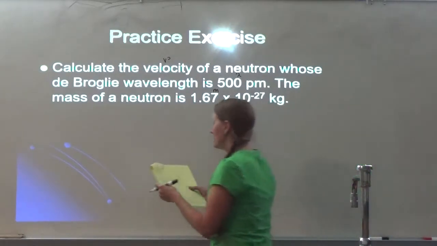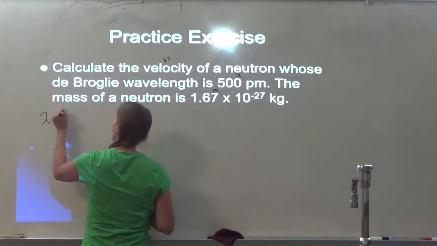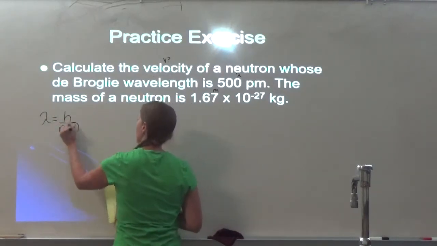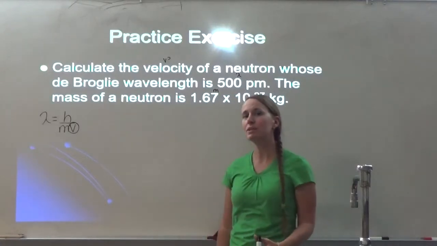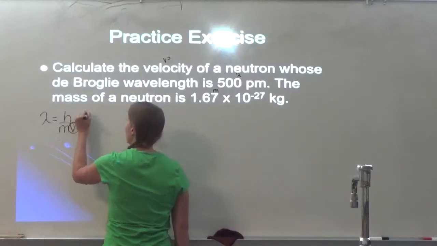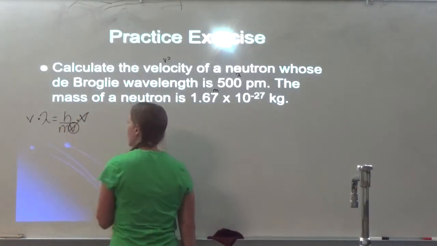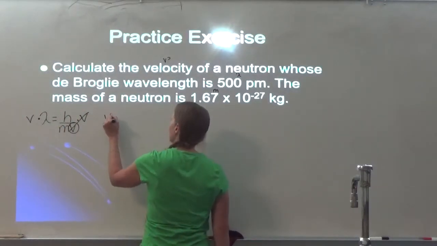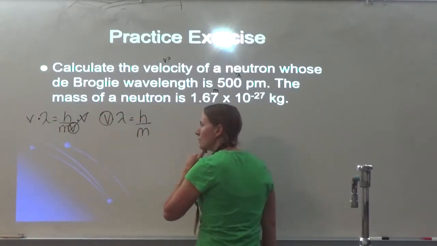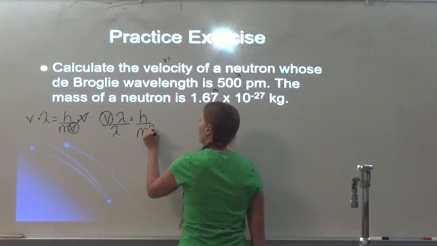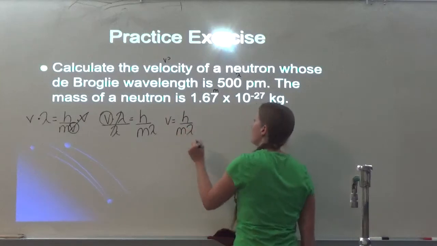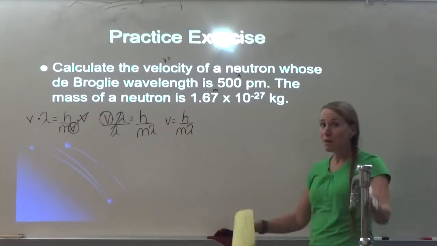All right, so let's start with our original formula. Wavelength is h over mv. We are trying to solve for velocity. So remember, y'all, when you are solving for something in the denominator, first thing you need to do is get it to the numerator. So I'm going to multiply both sides by velocity. So see, velocity times wavelength is h over m. But I'm trying to get velocity by itself, so then I can divide both sides by wavelength. So velocity is h over m times wavelength. All right, so I got my formula.